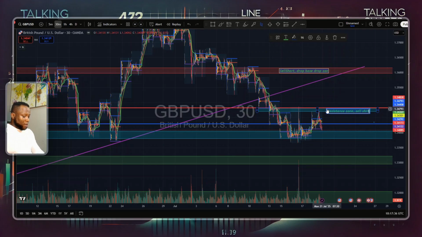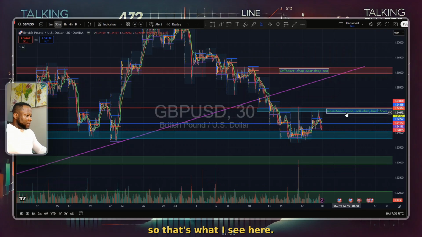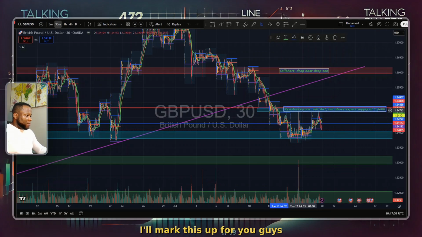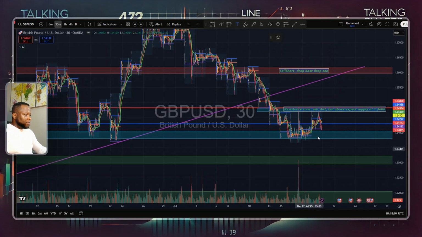Above that, expect supply at 1.3600, give or take. Okay, so that's what I see here. I'll mark this up for you guys. Now we have support here. You can see what I'm doing there.